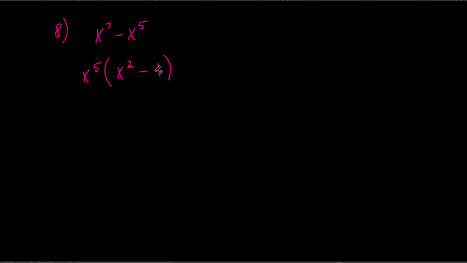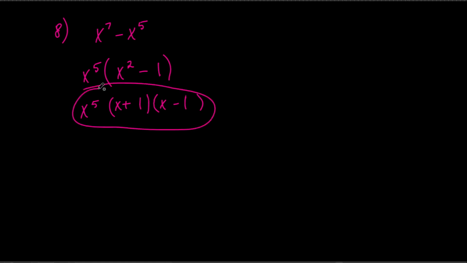This, you can still factor: x squared minus 1. So I'm going to put the x to the 5th right here. This is a difference of two squares. We've already done a couple difference of two squares, and then we put an x here, a plus, and a minus, and then what's being squared to give you 1? 1 is 1 times 1. Now it's completely factored. And that's your answer right there.